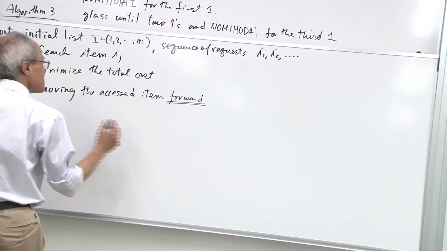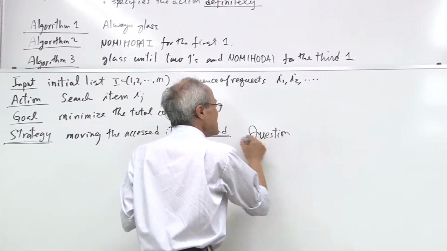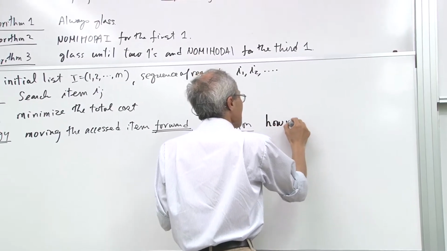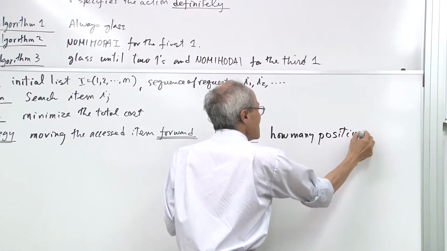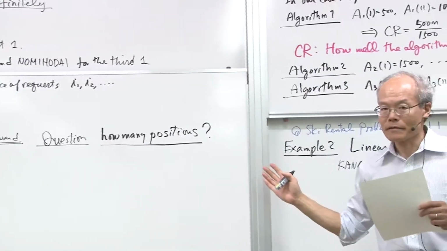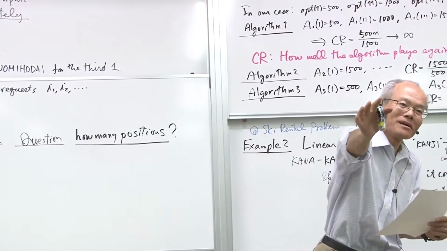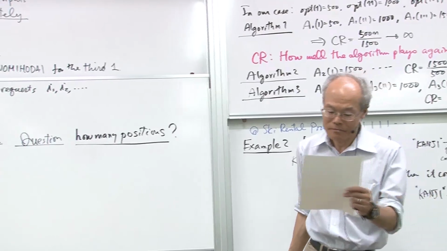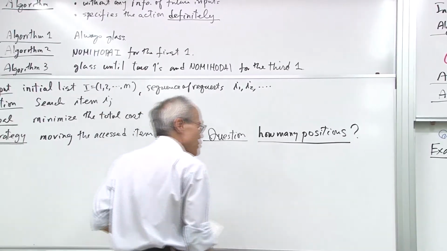The question is, how many? Our strategy is fixed. Our strategy is moving the accessed item forward. But how many positions? That is the question. As I said, there are many possible choices.